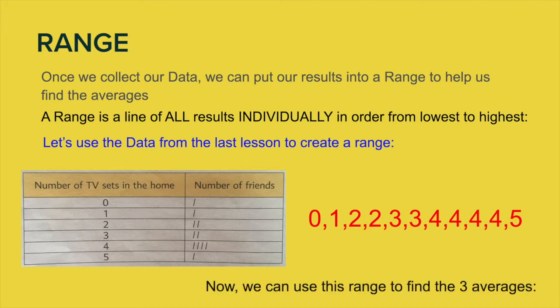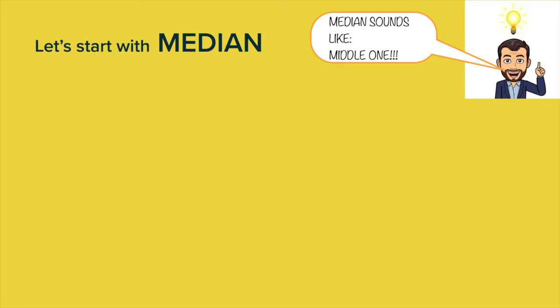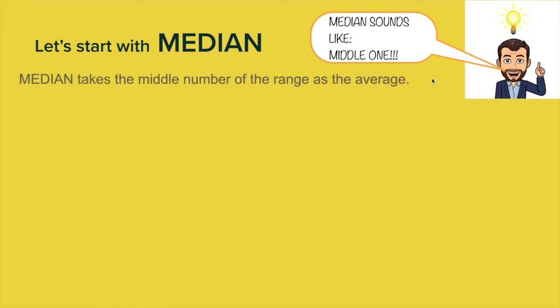Once we have our range, we can now use that to find the three averages. Let's start with the average called median. A bit of a clue for you: median sounds like middle one. So it rhymes with middle one. That gives you a clue as to how we're going to find the median average. All the median does is take the middle number of the range as the average.